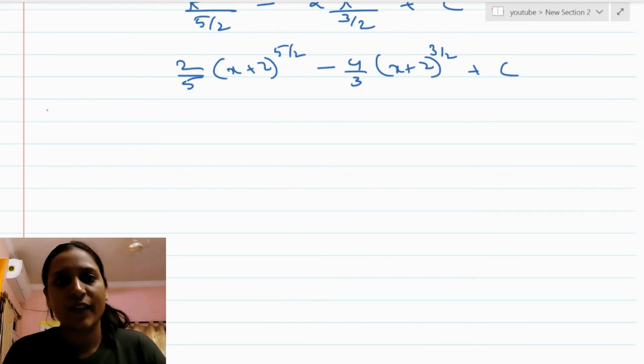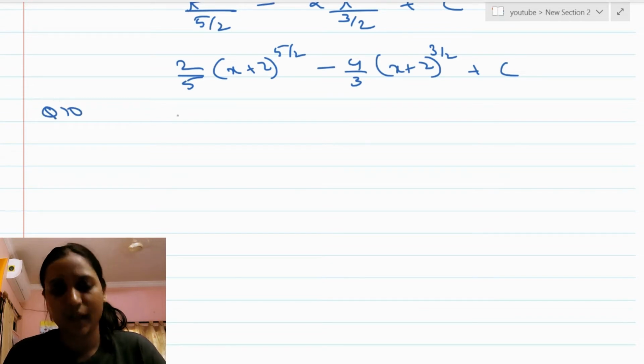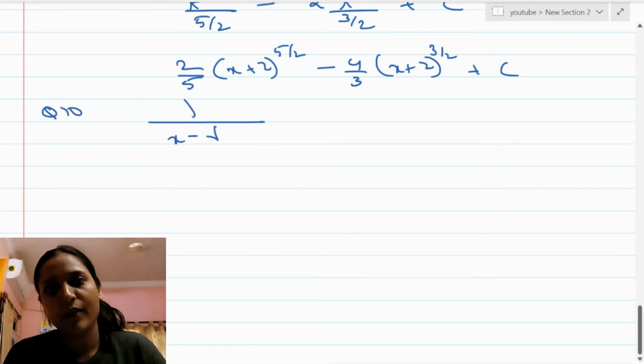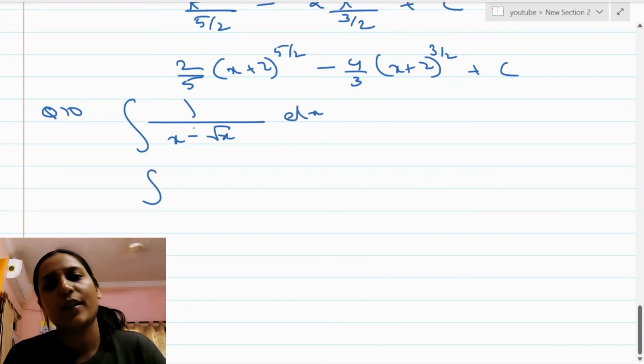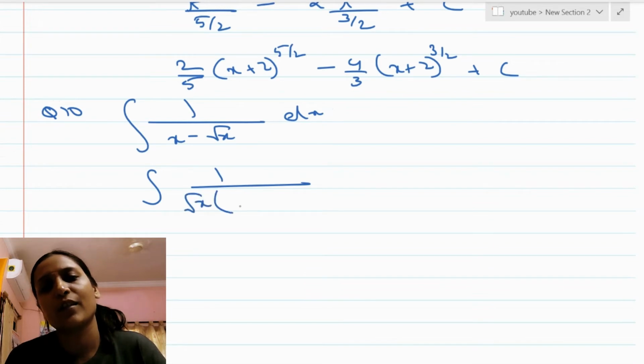All right. So let's move ahead to the next question. Question number 10 in the exercise. Here we have the integral of 1 by x minus root x. Now let's try to figure out if we can take something common. So I can take root x common over here, and I would get root x minus 1. Now if you observe carefully, root x minus 1's derivative is 1 by 2 root x.